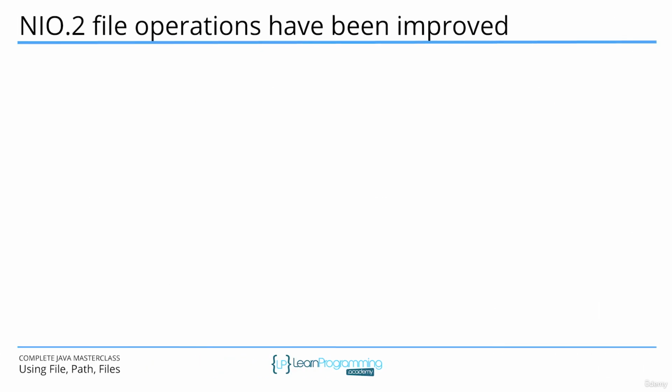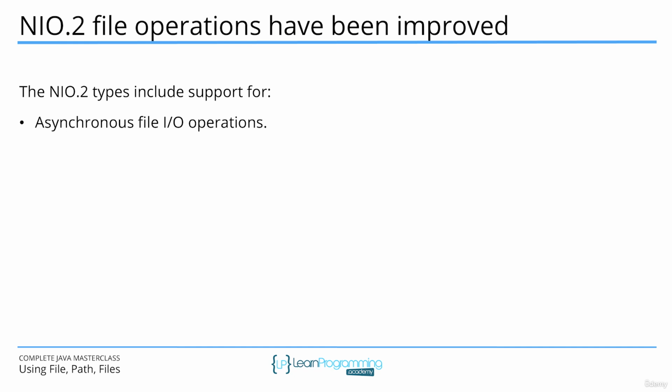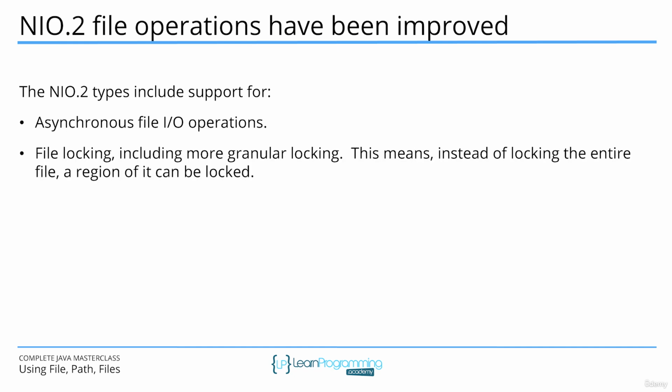First of all, file operations have been improved. The NIO2 types include support for asynchronous file I/O operations, file locking, including more granular locking. This means instead of locking the entire file, a region of it can be locked. There's enhanced support for file metadata retrieval, as well as new support for symbolic link manipulation.